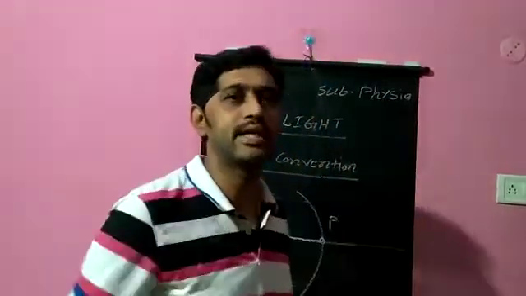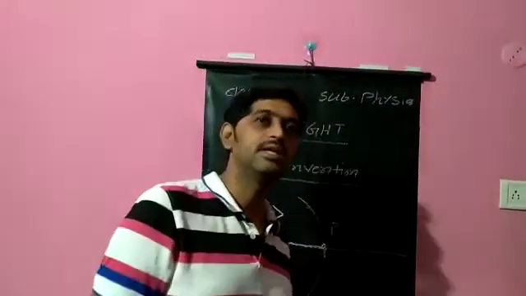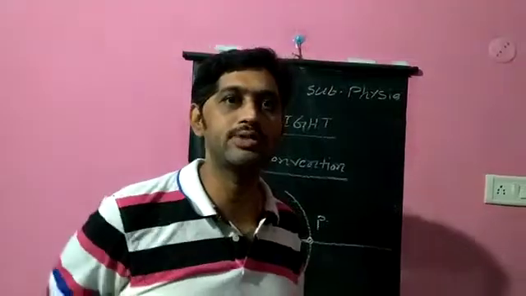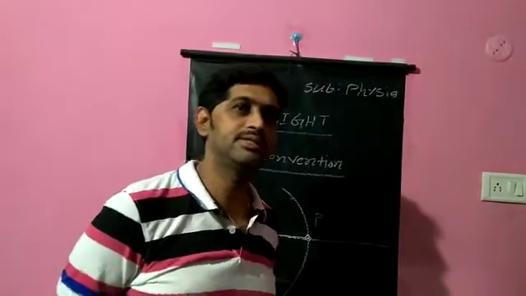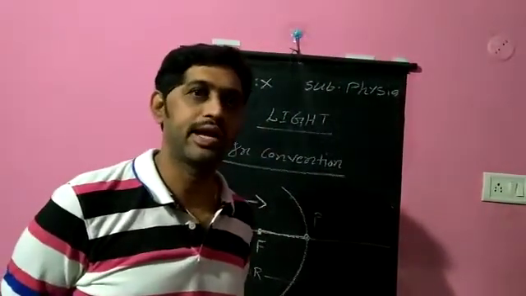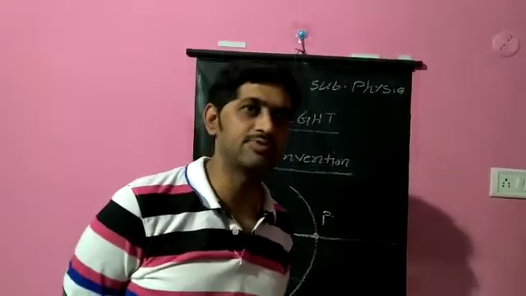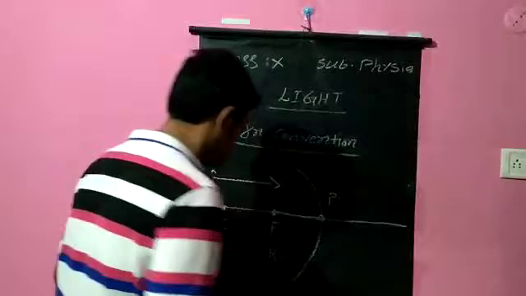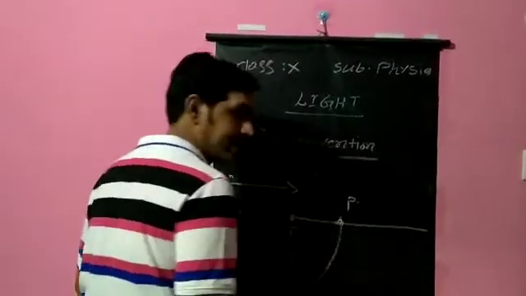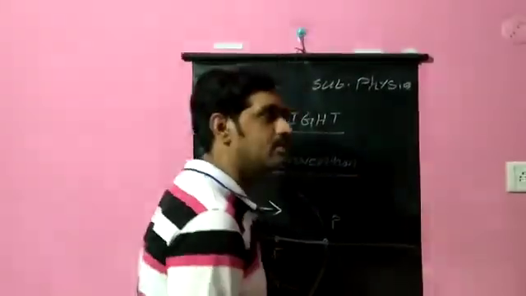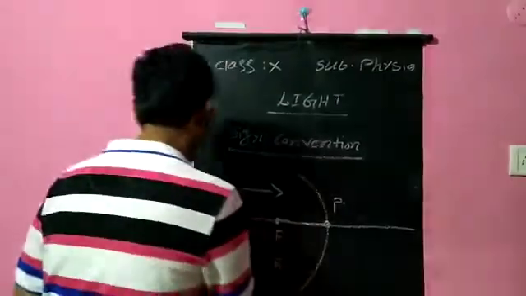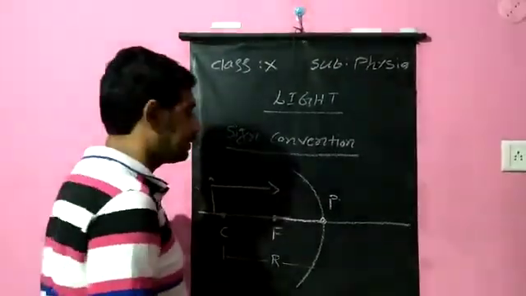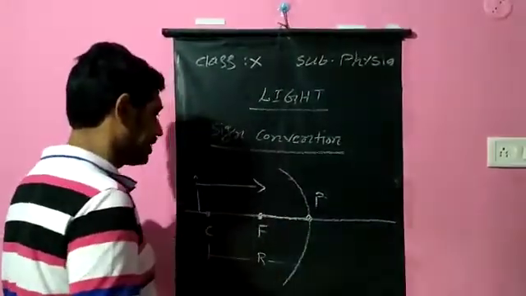Just mention the nature of the mirror over there. If the question says the focal length of a concave mirror is 15 centimeters, that means we need to take the focal length as minus 15 centimeters, not plus 15 centimeters, because it is a left side distance for the concave mirror. In sign conventions, the first point I told: an object should be placed on the left side. All the distances should be measured from the pole. That is the one point.